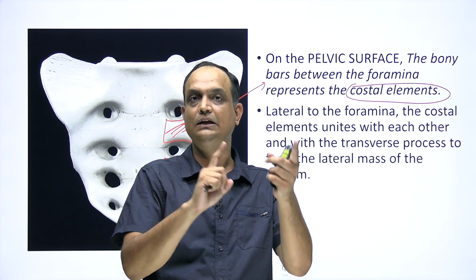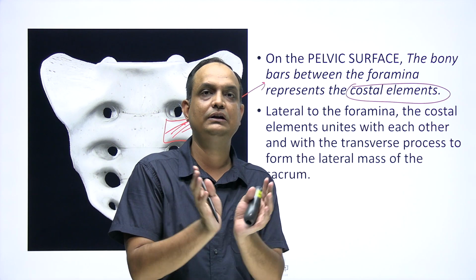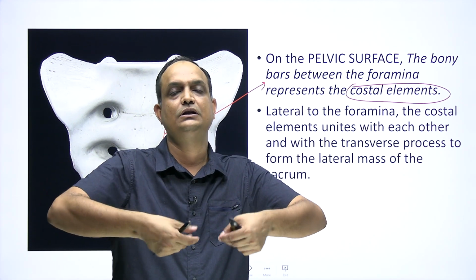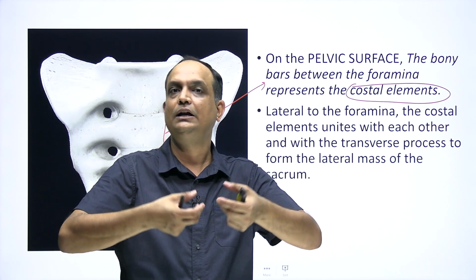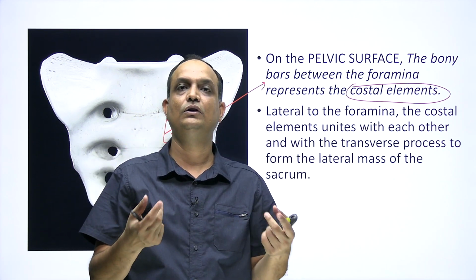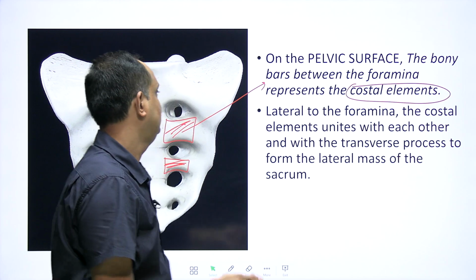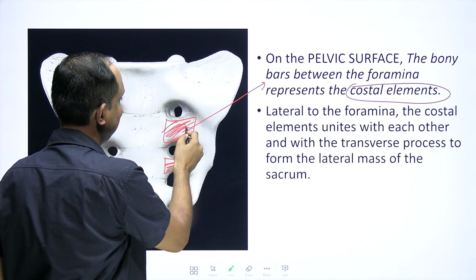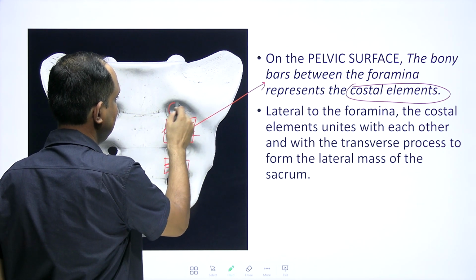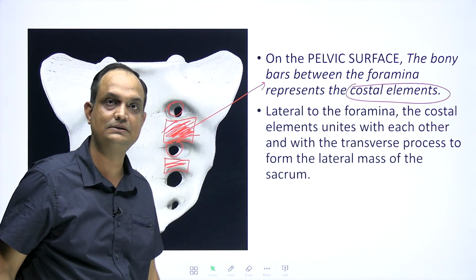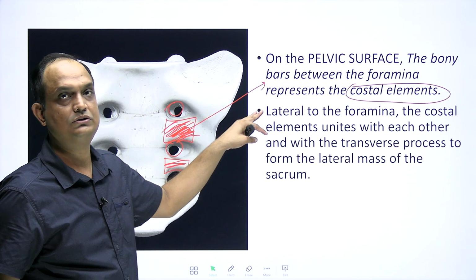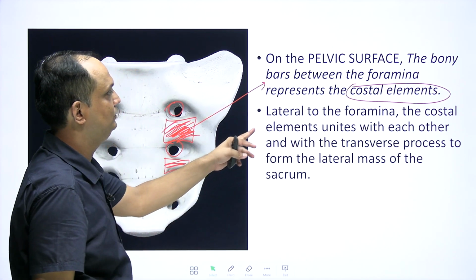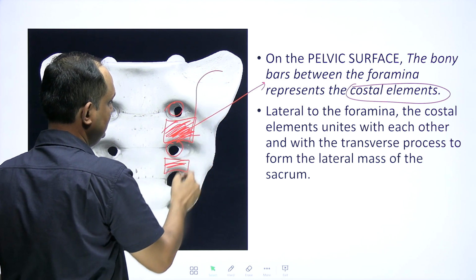Because if you see your chest wall, you will realize that the ribs are articulated on the anterior side of the transverse process. So the rib is actually the representation of the costal element. So this part of your ventral surface of the sacrum between the adjacent sacral foramina is represented by the costal element. Lateral to the foramina, the costal elements unite with each other and with the transverse process.